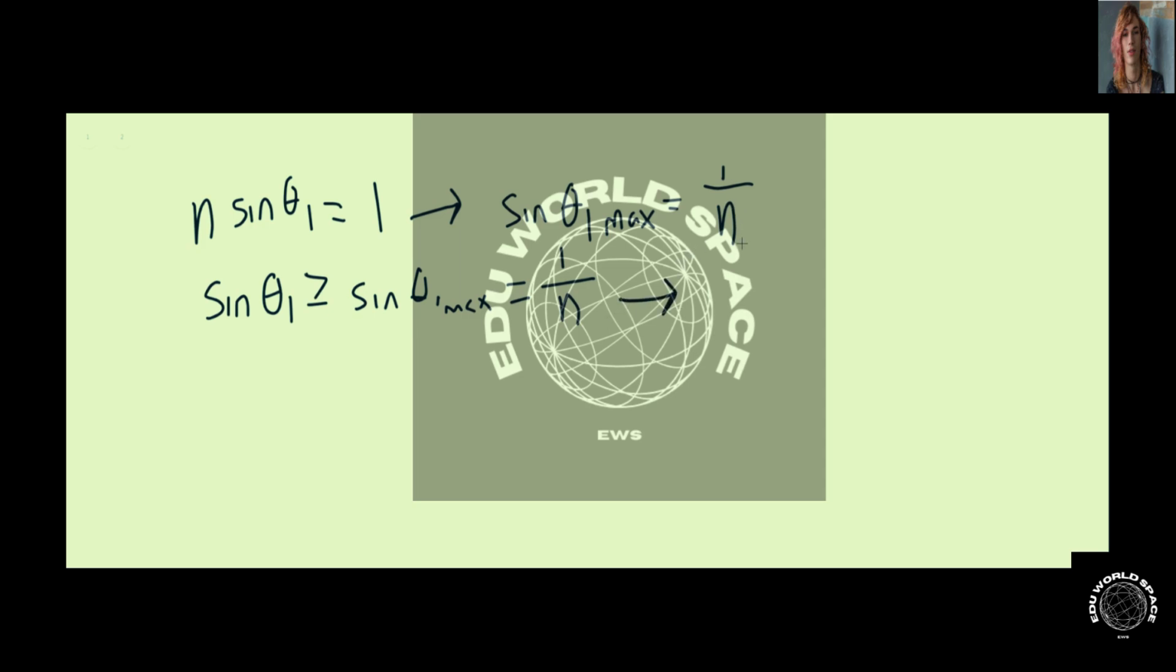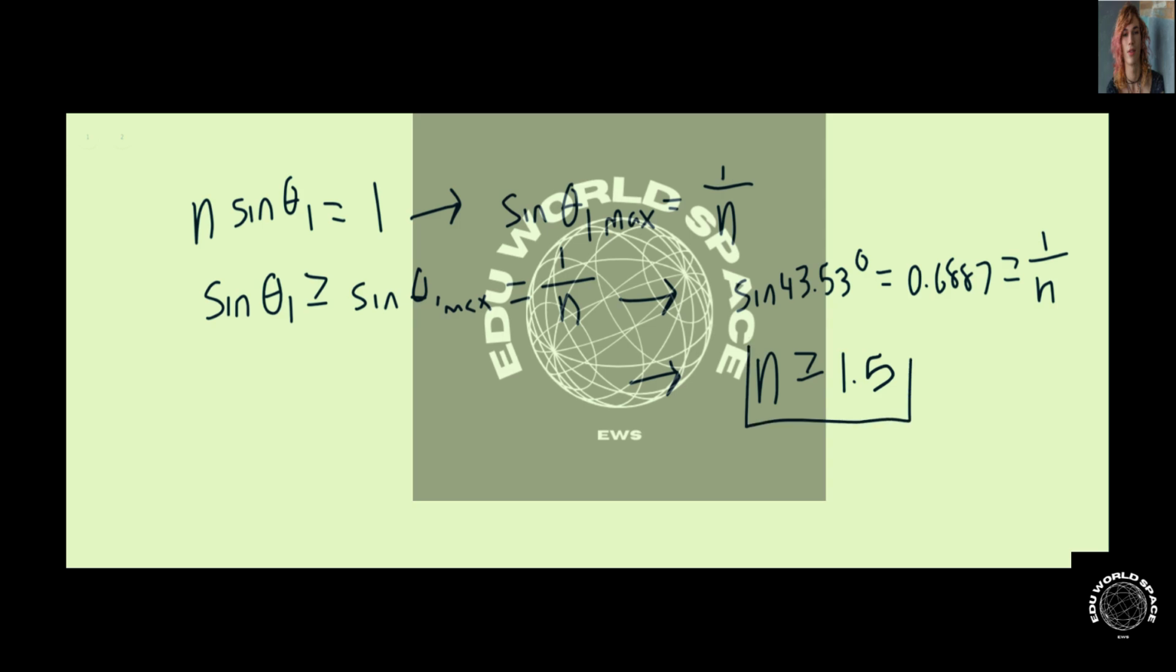Thus, actually plugging in our theta 1, it must be the case that sine 43.53 degrees, which equals 0.6887, has to be greater than or equal to 1 over n. So expressing this inequality in terms of n more explicitly, it must be the case that the index of refraction for the liquid has to be greater than or equal to about 1.5. And that's really the big result here.